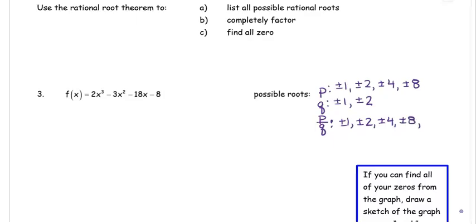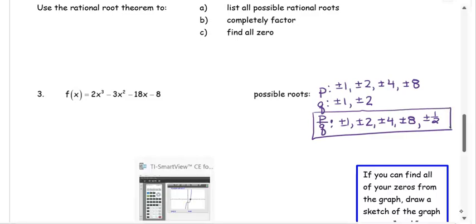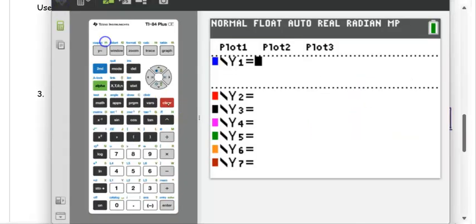And then I have 1 over 2, that's plus or minus 1/2. Well, 2 over 2 is 1, and I already have that. 4 over 2 is 2, and 8 over 2 is 4. So these are just my possible roots here. All right, so I'm going to go ahead and plug that into my calculator.